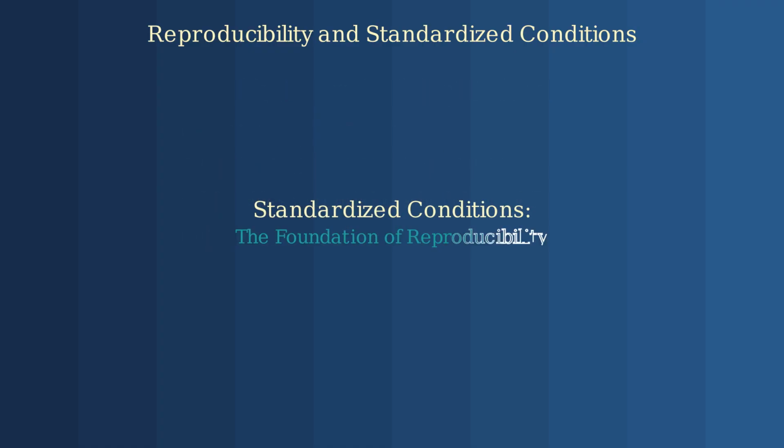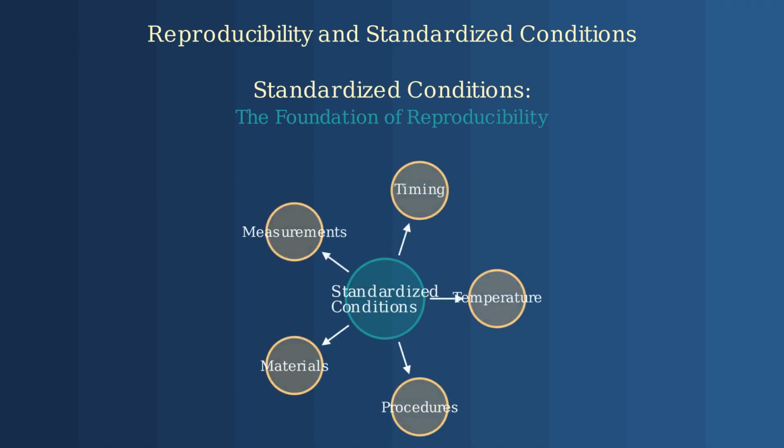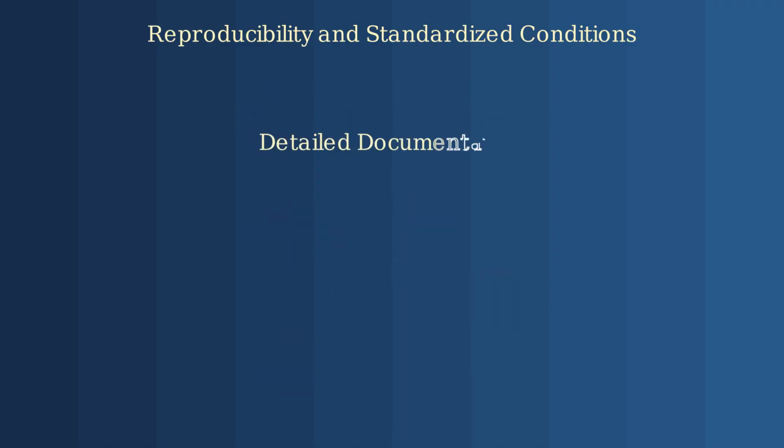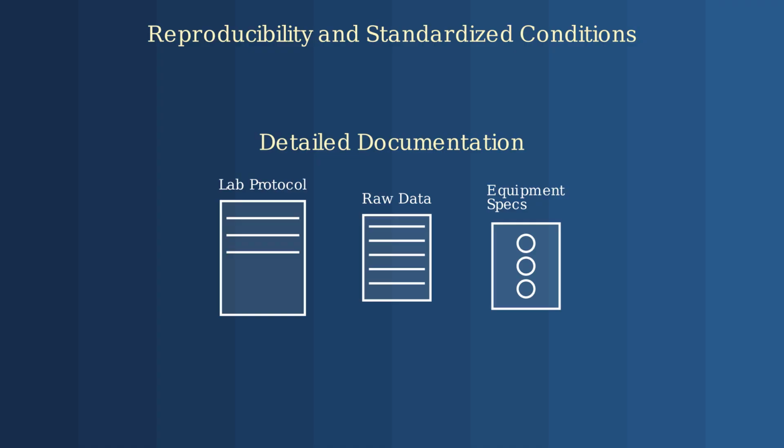Standardized conditions form the foundation of reproducibility. Standardized conditions ensure that all aspects of an experiment remain consistent across different attempts. This includes controlling variables like temperature, timing, measurements, and equipment. Detailed documentation is essential for reproducibility. Without it, other researchers cannot accurately replicate your experimental conditions.